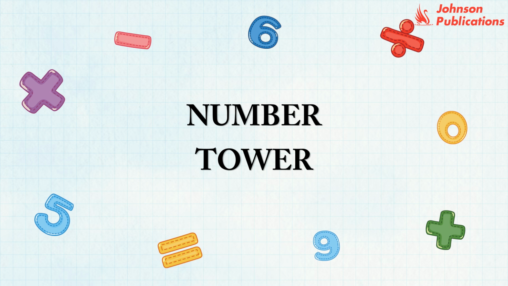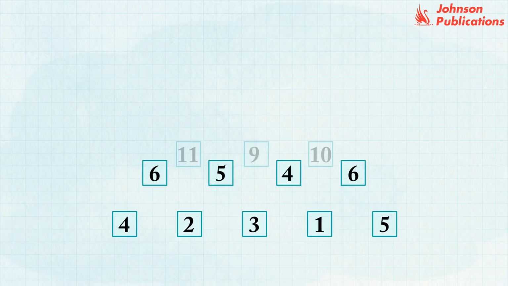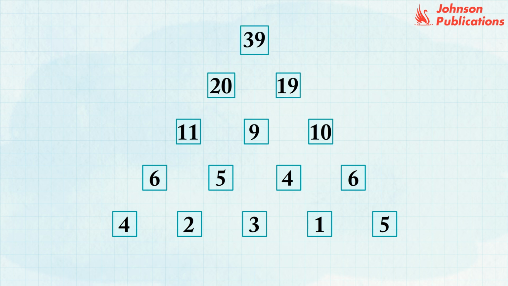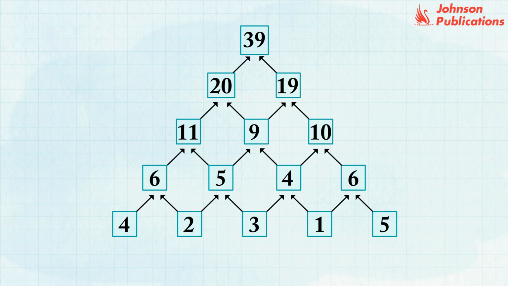Number tower. In a number tower, start writing numbers from the bottom and go to the top. For example, in this number tower, we add two numbers at the bottom to get the resulting number in the box above them.